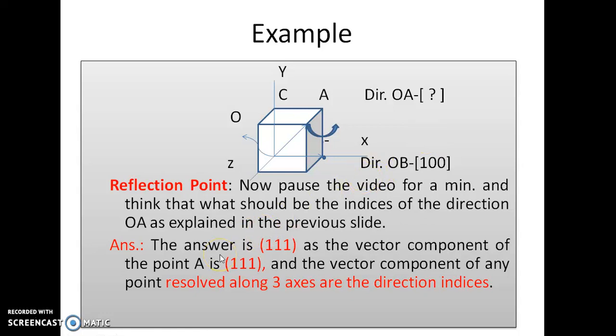The answer should be 1, 1, 1. Why is it so? Because if you see the point A here and drop the perpendiculars along the X, Y and Z axes, you get 1, 1, 1. For writing the direction, the point A is 1, 1, 1, and the direction should be defined in a square bracket. So point A has the vector component 1, 1, 1. I hope all of you understood well what direction means and how we write it.